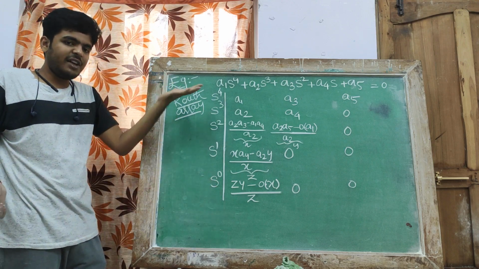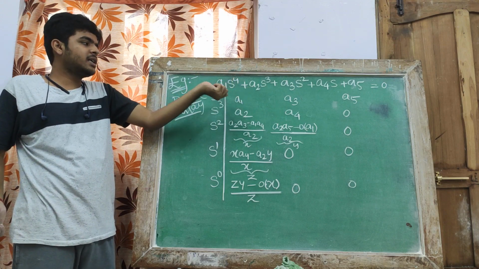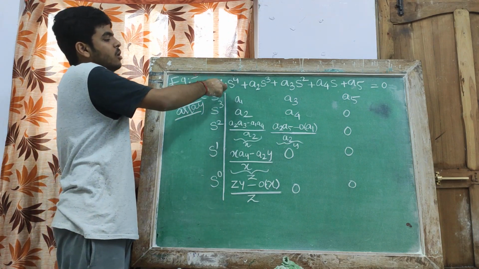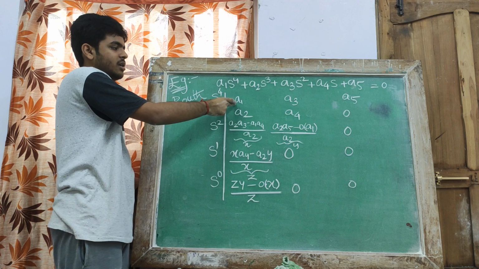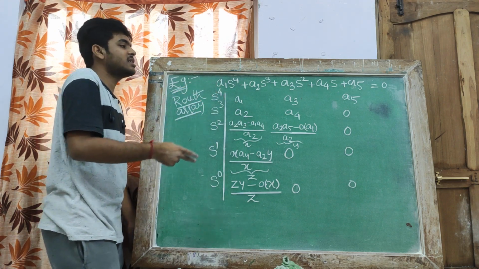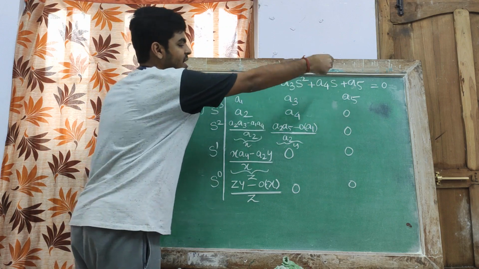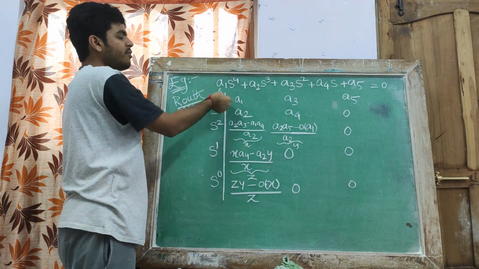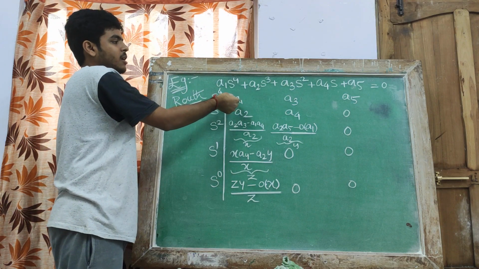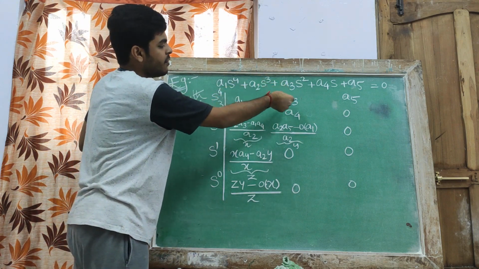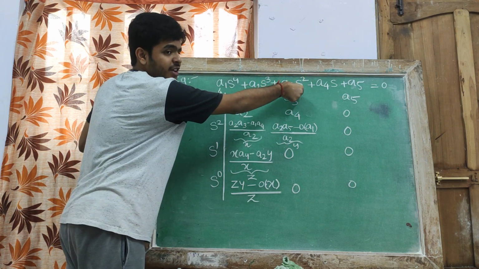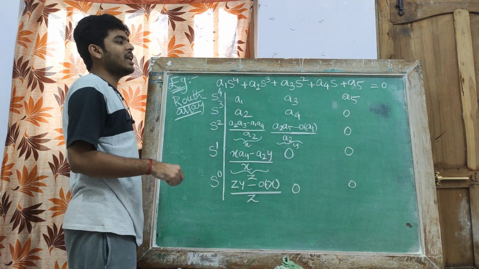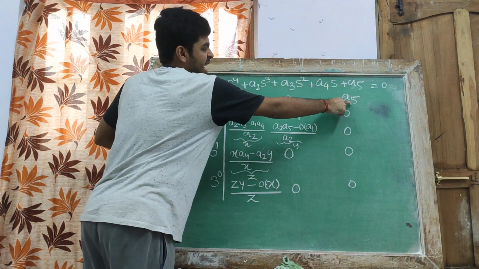So how we will be building this array is, for the highest power, S power 4, we have to write its coefficient, then its alternate coefficient, and the next alternate coefficient. So for S power 4, we have a coefficient of A1, so we will write A1 here. Then we will take A3, which is the coefficient of its alternate term, the S square term. Then we will take the coefficient of the next alternate term, which is A5.